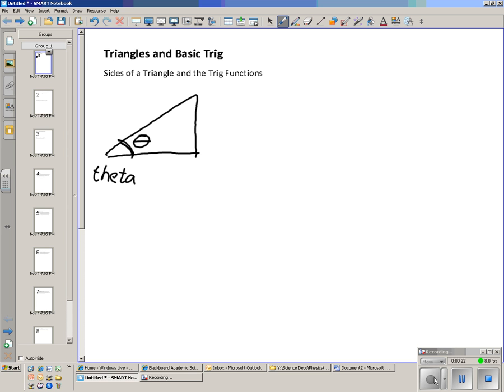Theta is a Greek letter, and it is shown as a circle with kind of a line through it. We use Greek letters pretty much anytime we're talking about angles.